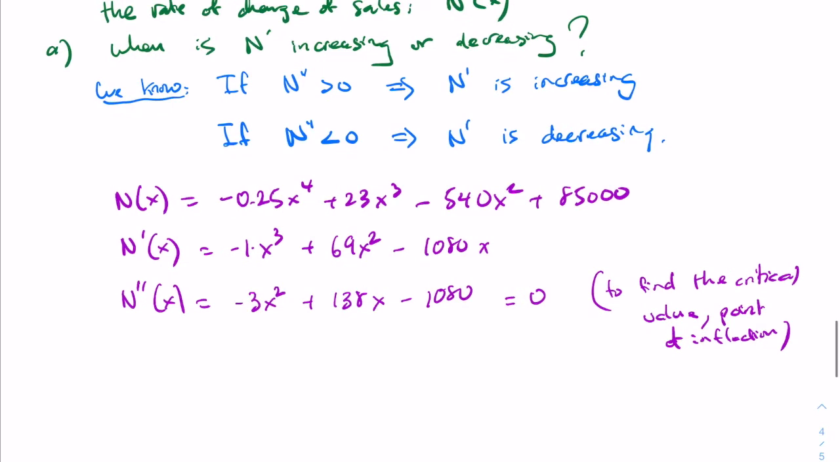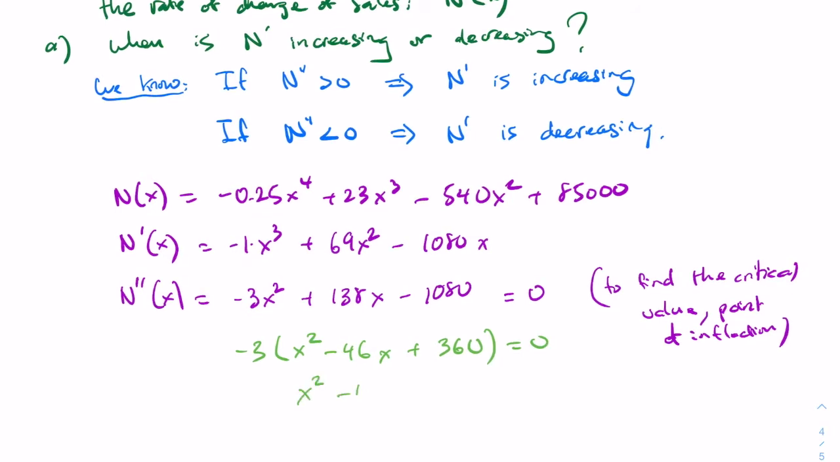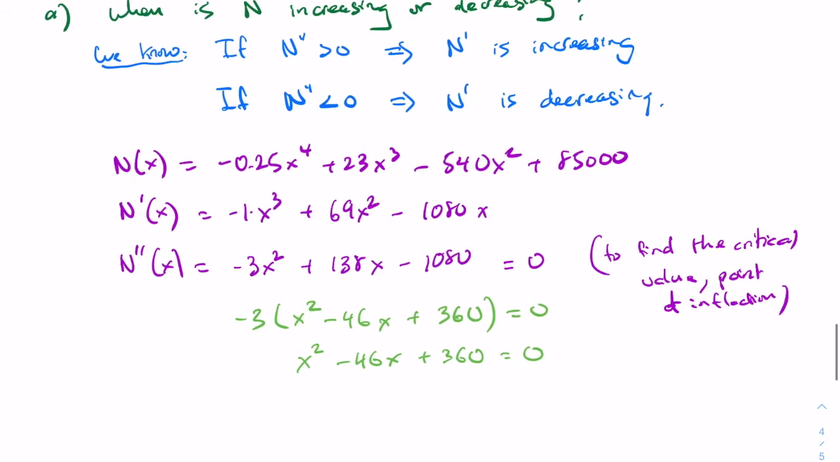All right, so let's do this. To set this equal to 0 and solve for x, we can factor out a negative 3. I believe 138 can be divided by 3: 138 divided by 3 is 46. So it's minus 46x plus 1080 divided by 3, which is 360, equals 0. The negative 3 cancels out, so we get x squared minus 46x plus 360 equals 0. Factoring this type of problem is a little more challenging than the other one because the numbers are much larger than the other examples we've done prior in this chapter.